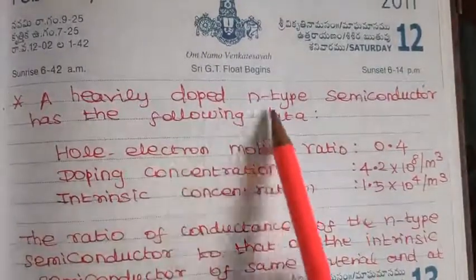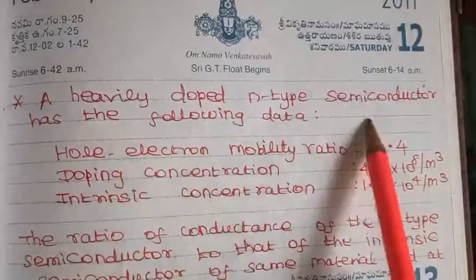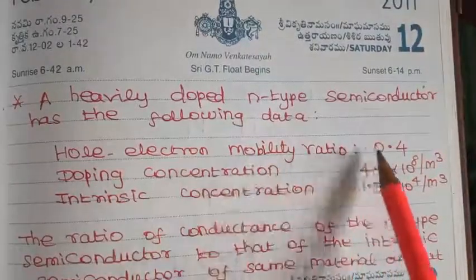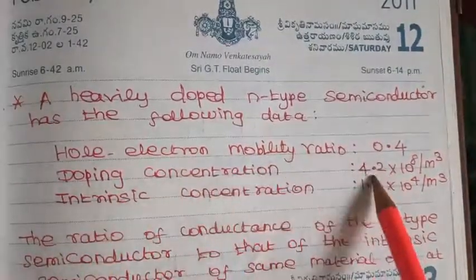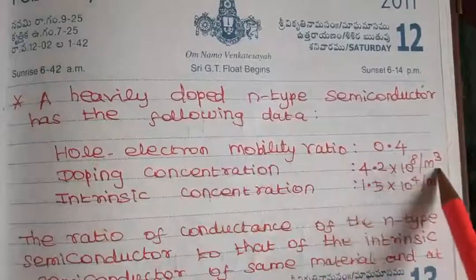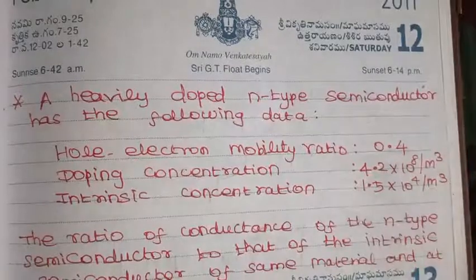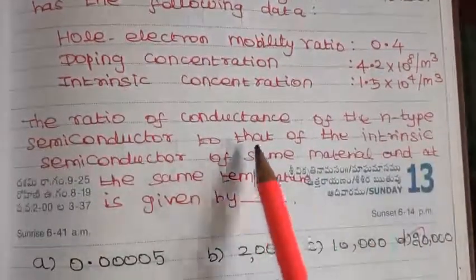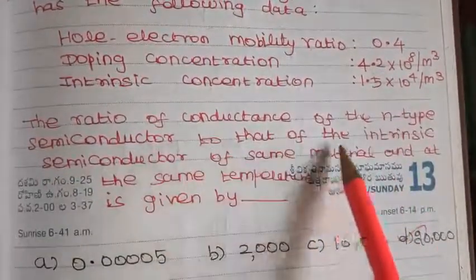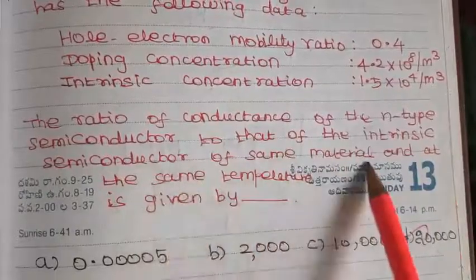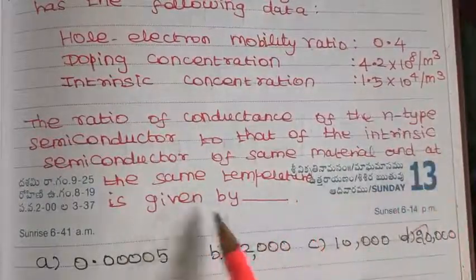A heavily doped n-type semiconductor has the following data: hole to electron mobility ratio 0.4, doping concentration 4.8 into 10 power 8 per meter cube, intrinsic concentration 1.8 into 10 power 4 per meter cube. The ratio of conductance of the n-type semiconductor to that of the intrinsic semiconductor of the same material and at the same temperature is given by?